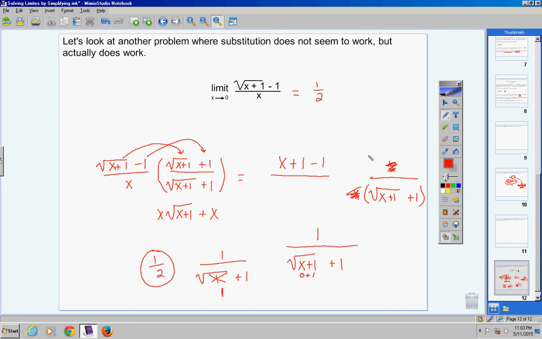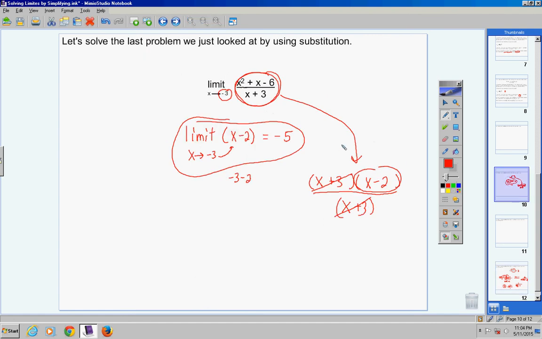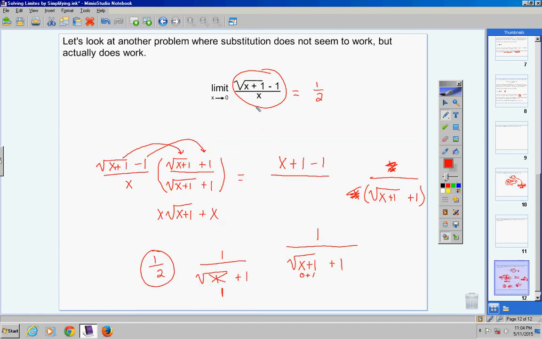So let's quickly review. You always want to try to use substitution first to solve it analytically. If that doesn't work though, you have to take this expression and simplify it. Now in the last problem, that meant factoring and reducing. Here it meant rationalizing the numerator. But either way, you then change the original problem to look a little different like we did here, and then make your substitution and get out the limit, okay?